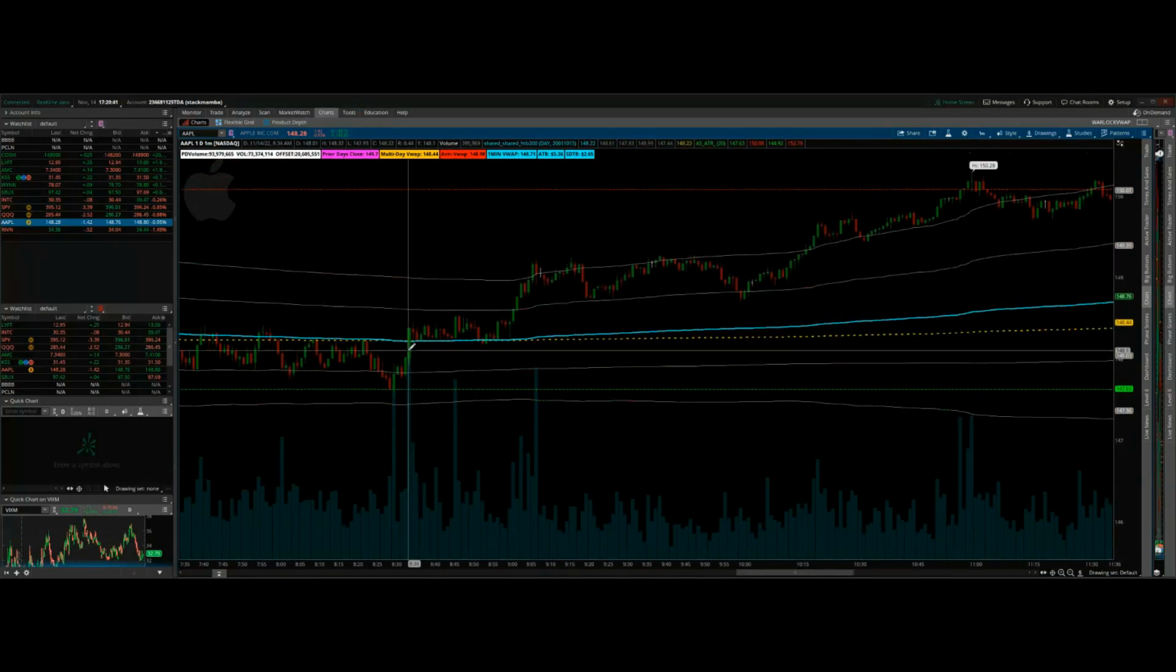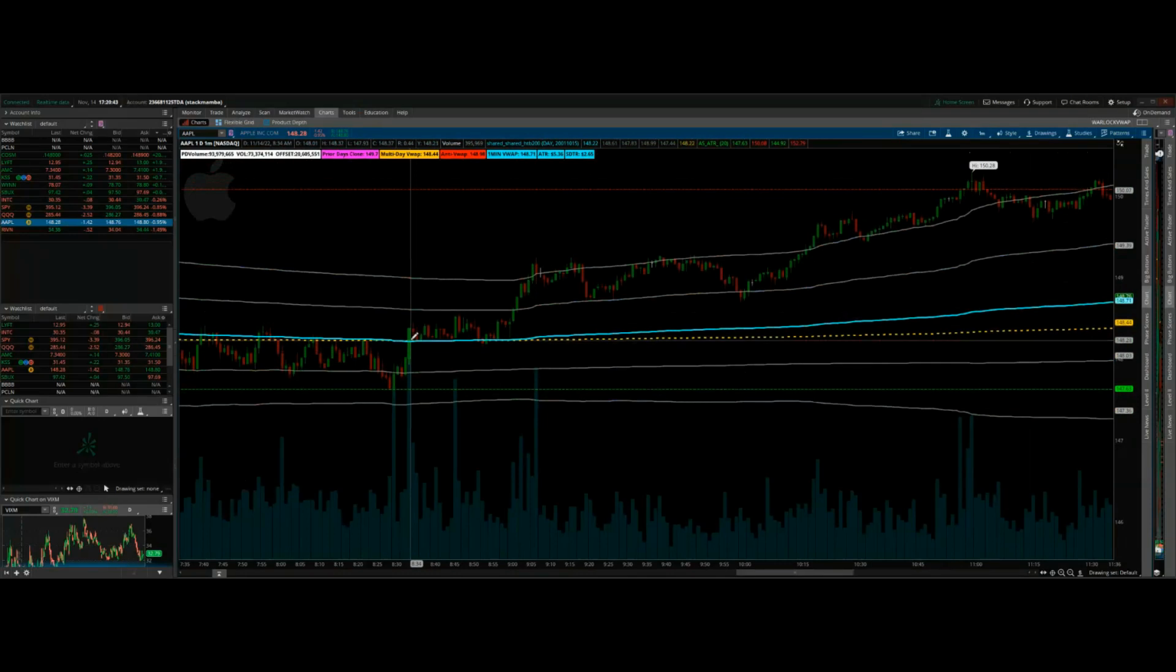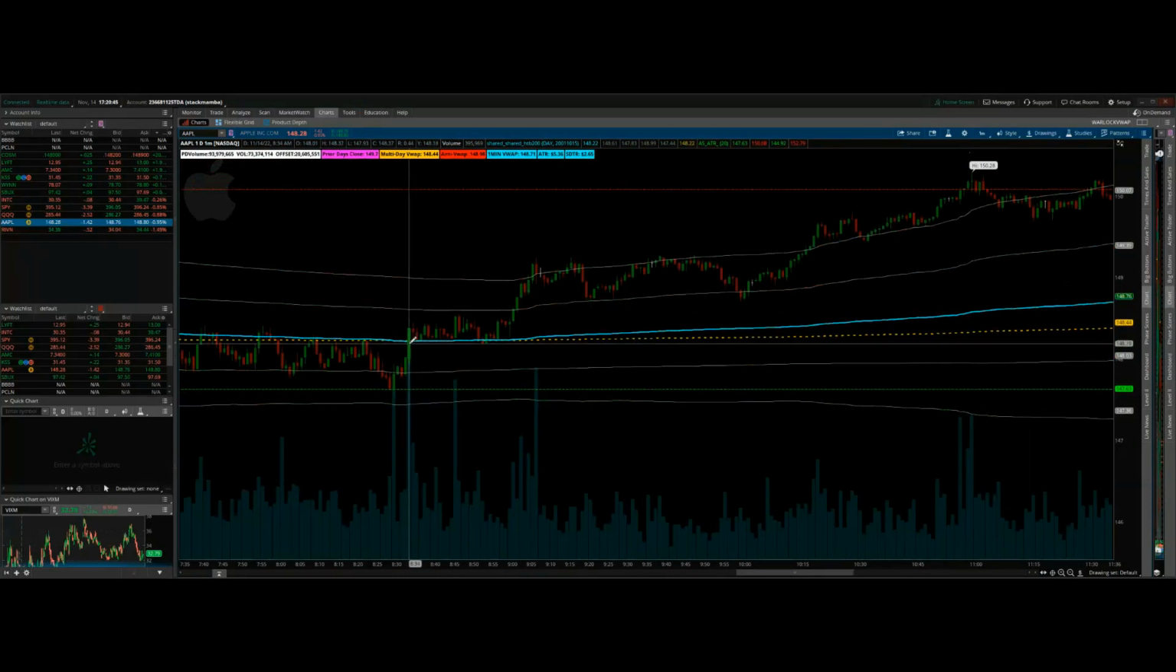So if we got in on this break right here and stayed in with one contract that we were comfortable letting go to zero, it got you a move right all the way back to 150.